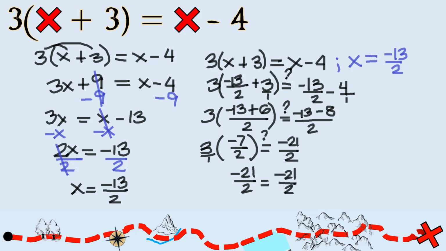This means that your checking is now done, and the value of the unknown that you have used in your checking, being a fraction, negative 13 halves, is the correct value of our unknown.